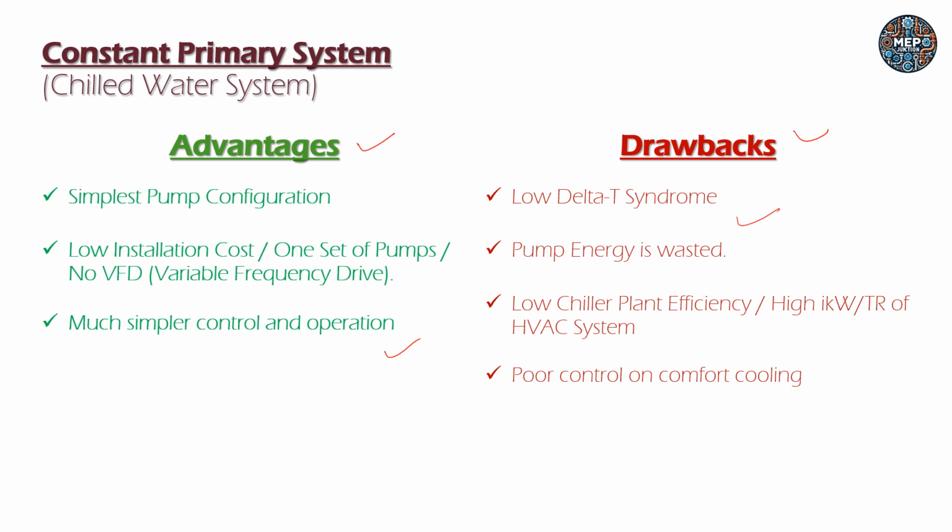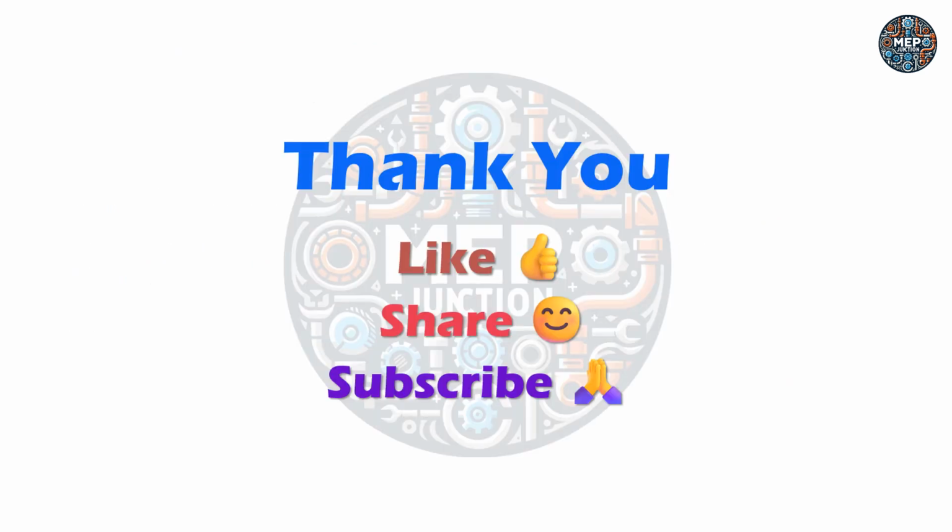Poor control on the comfort cooling, right? So this is another adverse impact. So we are going with the chill water system to have the comfort cooling, but because of this fixed speed operations, we have to compromise with the comfort cooling. So the poor control on the comfort cooling side is another drawback which is very important to consider with the constant primary systems.